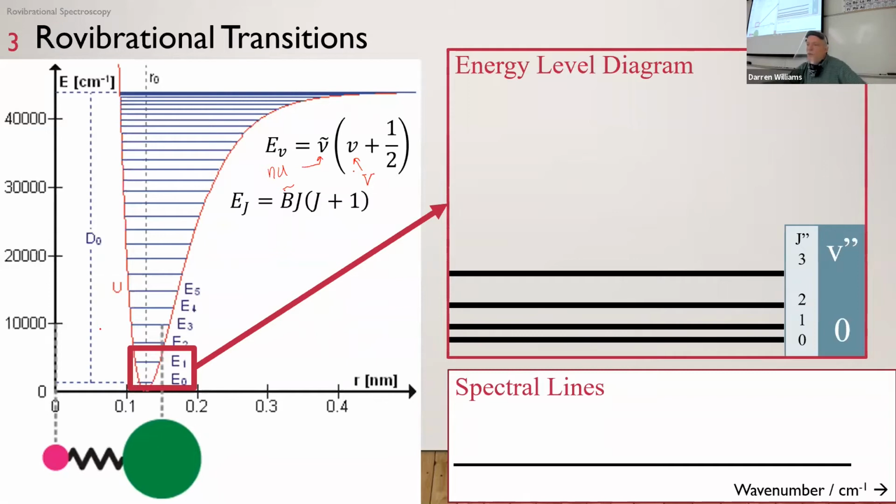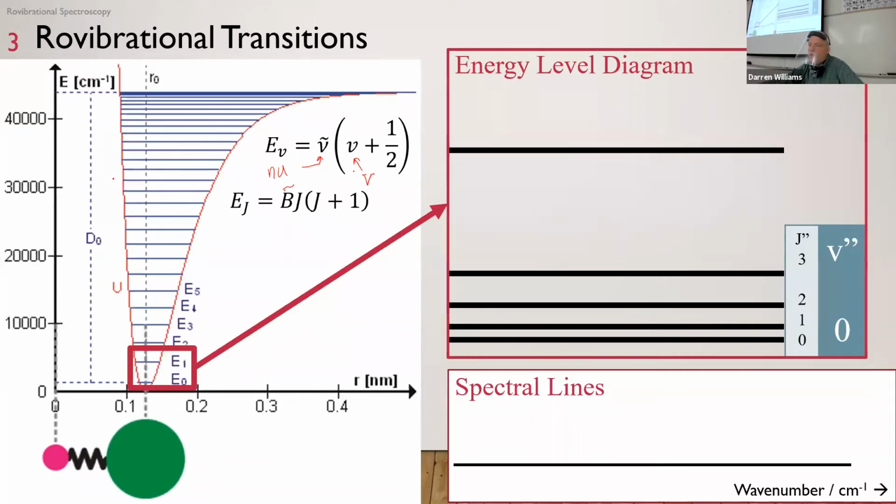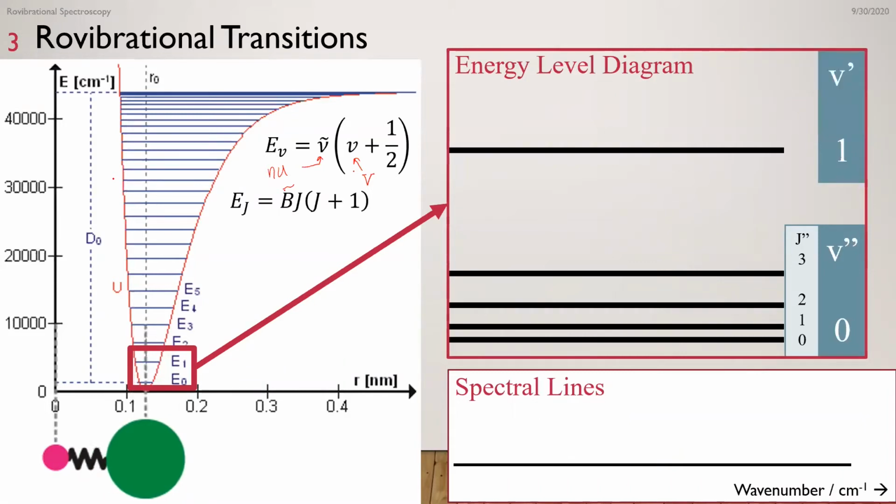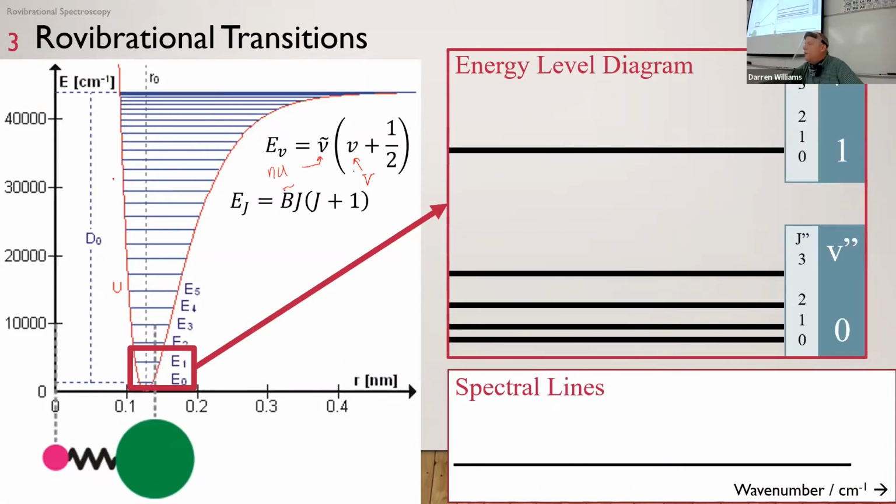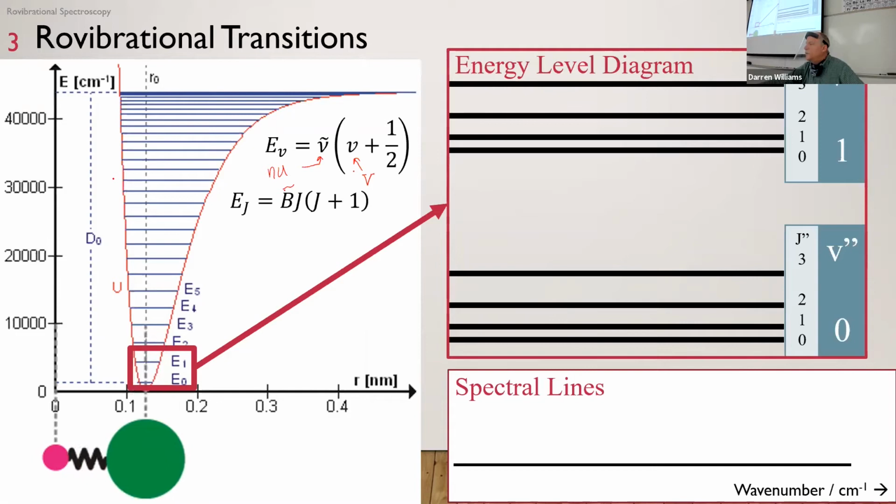So we go from V equals 0 to V equals 1, and we come up one vibrational unit. That's the V equals 1 energy level, and on that one we have the rotational levels. So we can have a vibrationally excited molecule that's also rotating, and we would have J equals 0, 1, 2, 3.